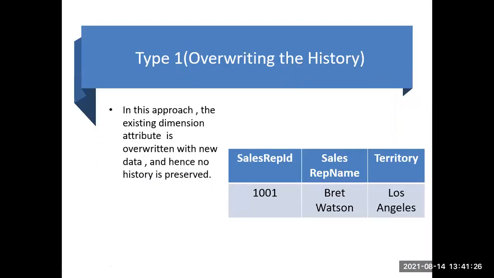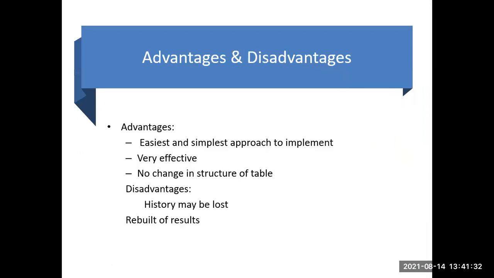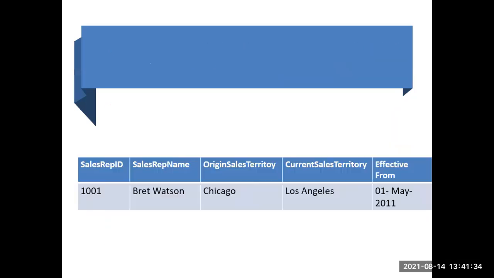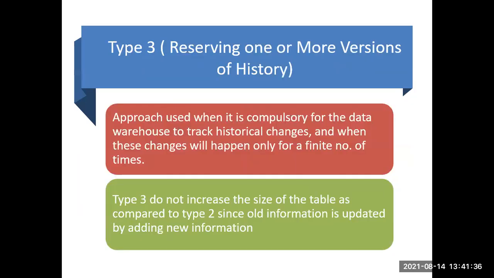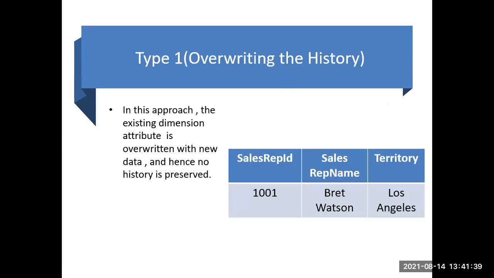Again, in slowly changing dimensions we have categories or types: type 1, type 2, and type 3. We have 3 types, which is very easy; with the help of a table you can cover it. Type 1 is overwriting the history. Overwriting means just erase and write again. You are not preserving. In this approach, the existing dimension attribute is overwritten with the new data, and hence no history is preserved.